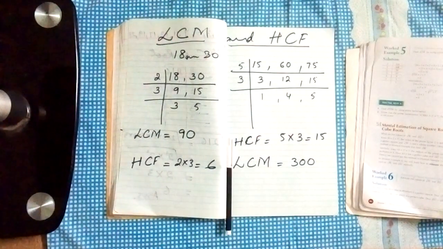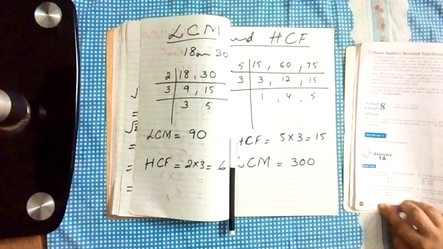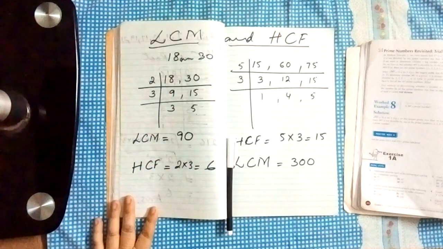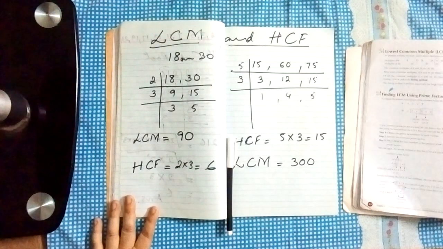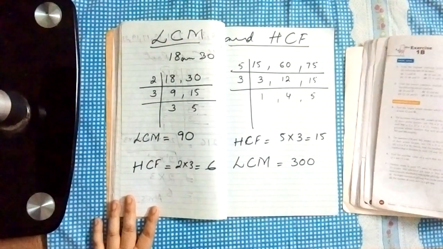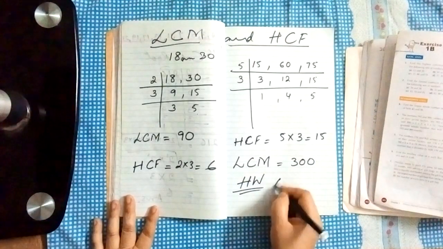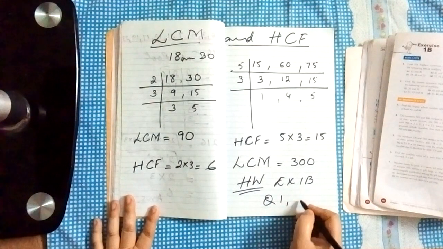So what you are going to do, you can attempt a question. Question number 2 from exercise 1A. You did it. From exercise 1B, what you can do? You can do questions 1 and 2 from exercise 1B. Homework is exercise 1B, question numbers 1 and 2.